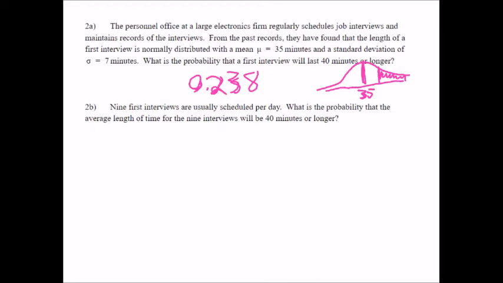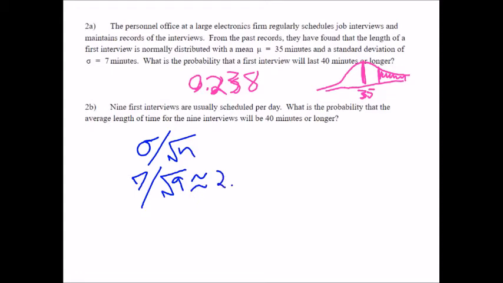For letter B of this question, it's asking, 9 first interviews are usually scheduled per day. What is the probability that the average length of time for the 9 interviews will be 40 minutes or longer? Because we're dealing with 9 interviews, we're taking a sample from a population, so we're going to change the standard deviation. We take the standard deviation, which is 7, and divide by the square root of the sample size, which is 9. So 7 divided by the square root of 9 is 7/3, about 2.33.